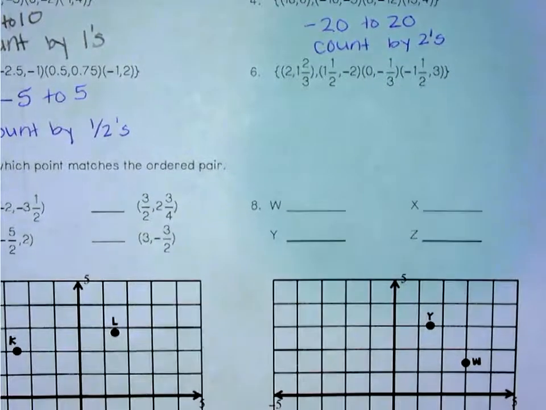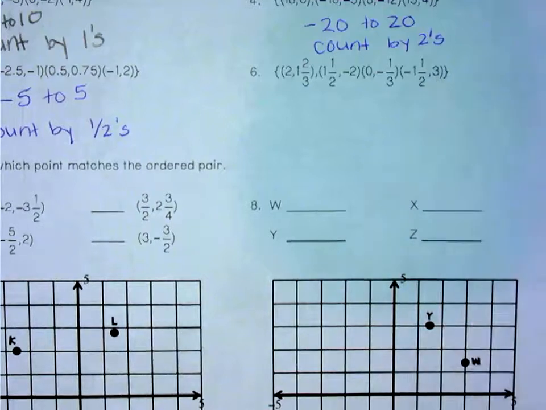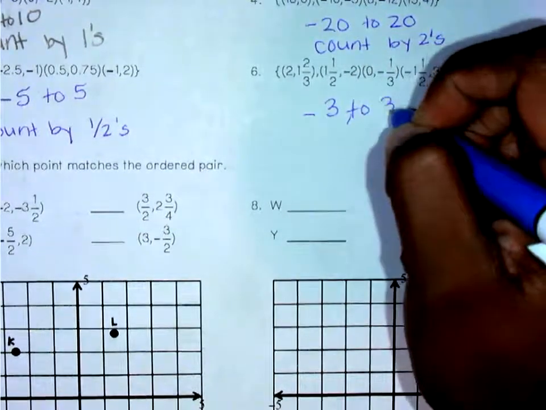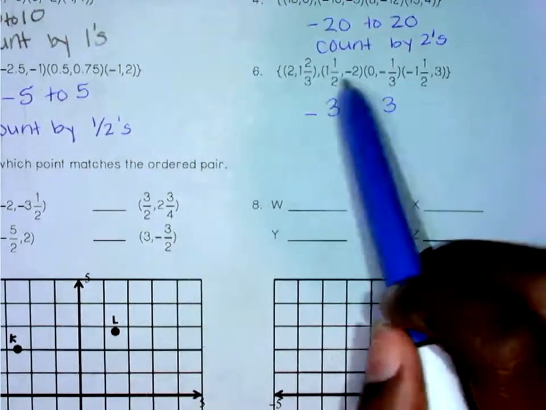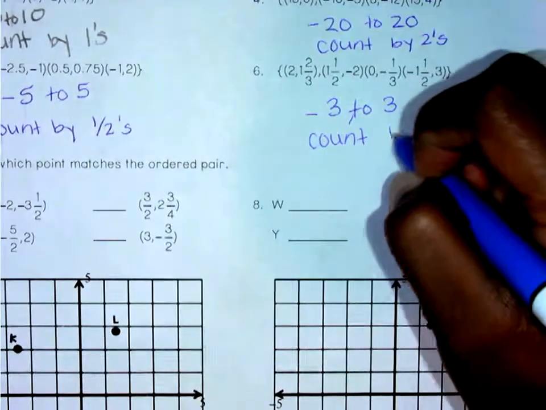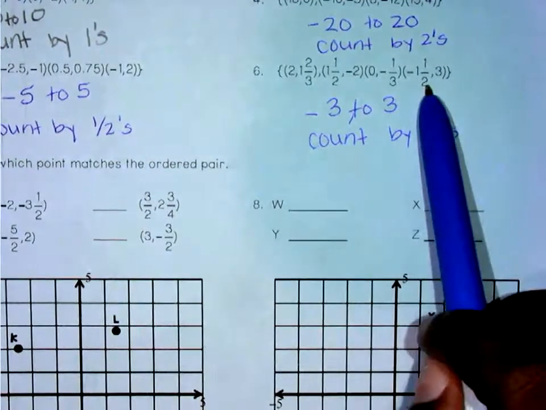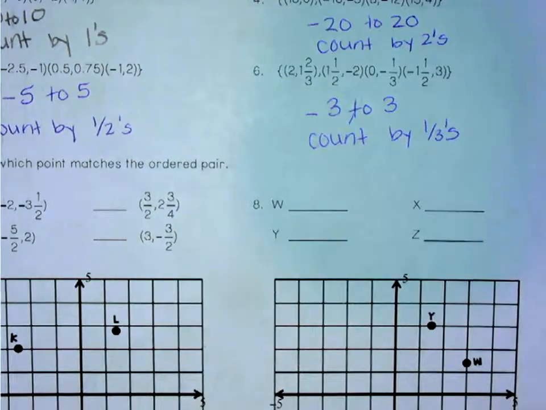Number 6 has fractions in it. All right. Looking at the highest number, I think the highest number is 3. For this one, you can either say -5 to 5, or you can even say -3 to 3. Now, when you're looking at the fractions, I see at least 2 of them have thirds, so I can count by thirds. It would be hard to count by halves, though, if you wanted to get to thirds, because thirds is not a number that you can divide evenly.